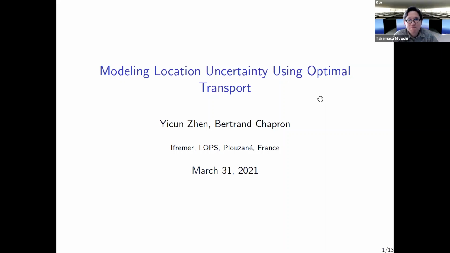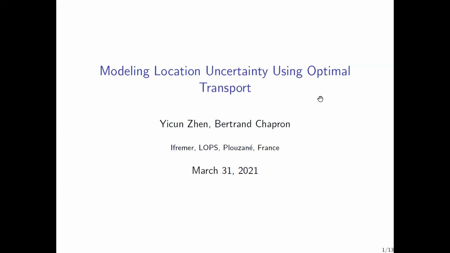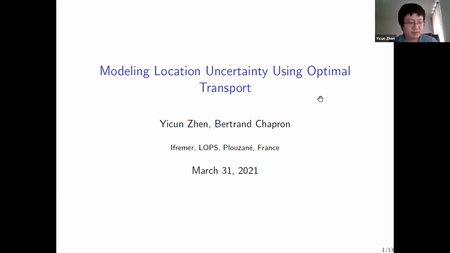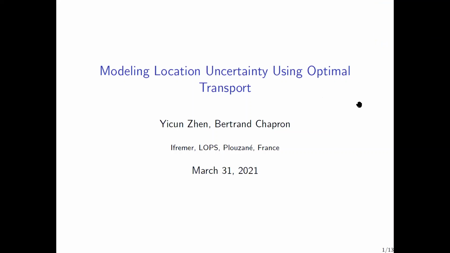So this is ongoing work. We're trying to model location error using optimal transport. So far we don't have numerical results, so today I just present some basic ideas and theories in this work. Hopefully this will be a good opportunity for communication. We would like to hear advice from you. We will appreciate it. Thank you.